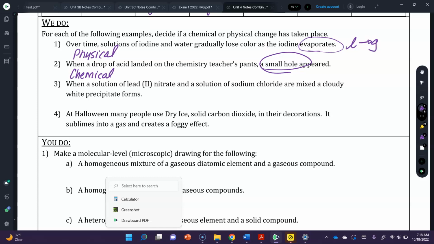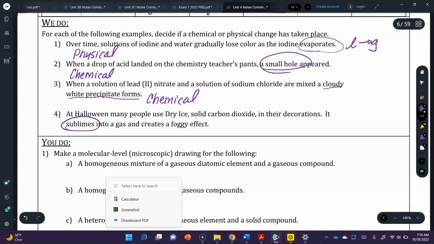When a solution of lead 2 nitrate and a solution of sodium chloride are mixed, a cloudy white precipitate forms. If we go back in our notes to signs of a chemical reaction, we see precipitation formation is a sign of a chemical reaction. So this would be chemical. At a Halloween party, many people use dry ice, solid carbon dioxide, in their decorations. It sublimes into a gas and creates a foggy effect. Sublimation is the process of changing a solid into a gas. That is a phase change, so it is a physical change.